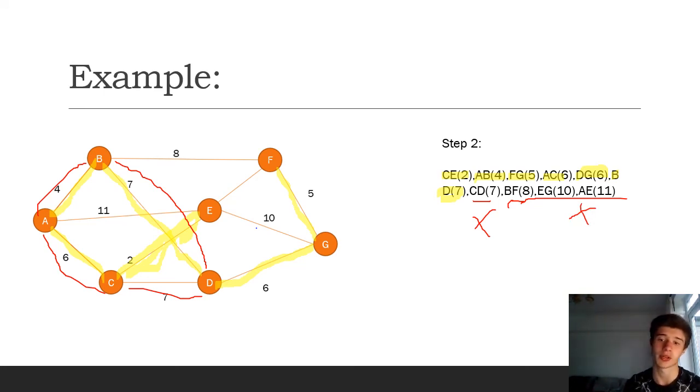We're done. The minimum spanning tree's weight is the sum of all the weights included: 2 plus 4 plus 5 plus 6 plus 6 plus 7. We don't include the rest. The sum is 30. That is our minimum spanning tree.